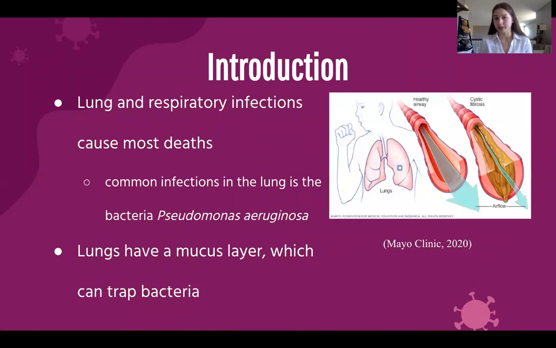As you can see in the diagram right next to it, there are two airways, a healthy airway and an airway of a cystic fibrosis patient. In the healthy airway, airflow can go through the lungs easily without any interference. But in the CF airway, there is a thick mucus layer surrounding the walls of the airway, and this causes bacteria to get trapped inside of the mucus.